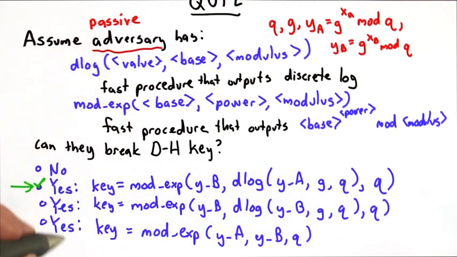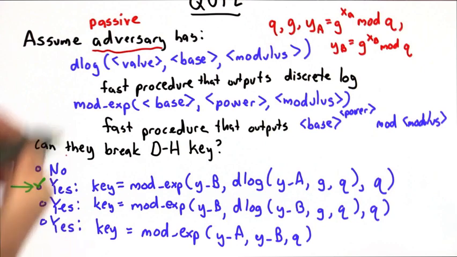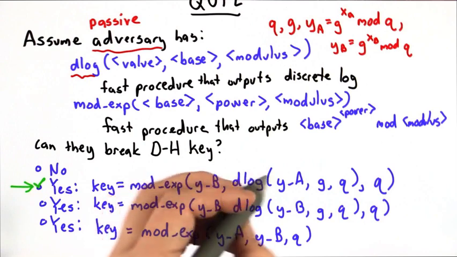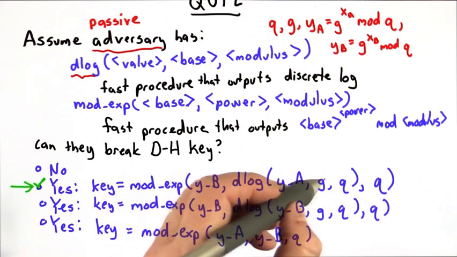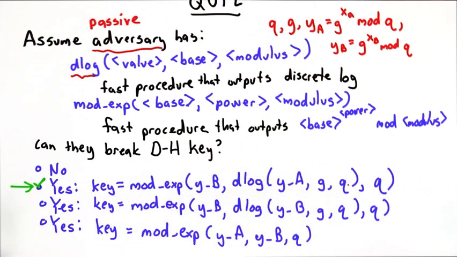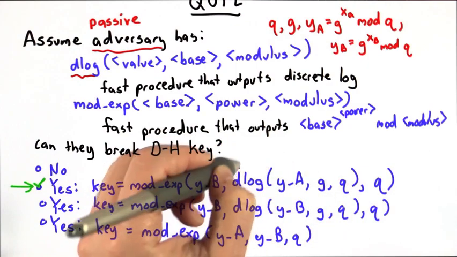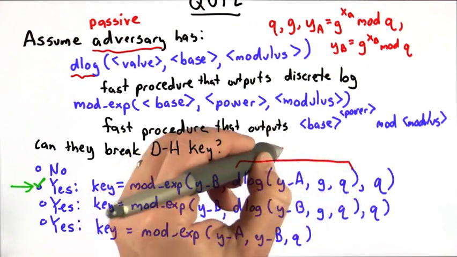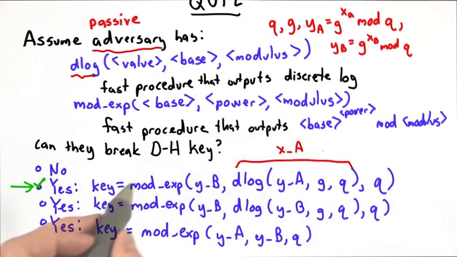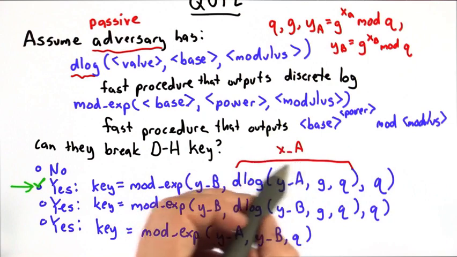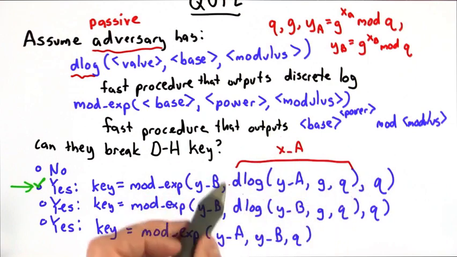If it were possible to compute discrete logs quickly, and our adversary had a way to do that, well, then they could compute the discrete log of the intercepted value YA, the G and the Q values, which were also intercepted. Those ones were public. And the result of this would be the XA value that was Alice's secret. And then the adversary can compute the key the same way that Alice would. This was the only secret value. And if you had the discrete log function, you could compute that secret value.